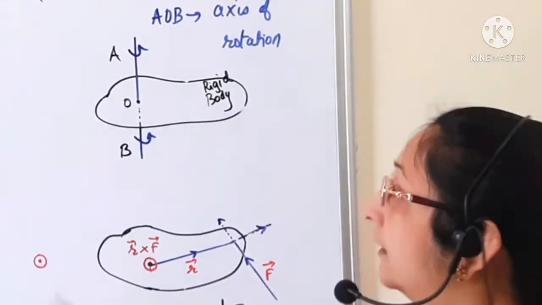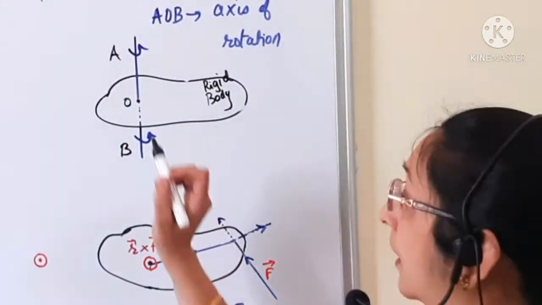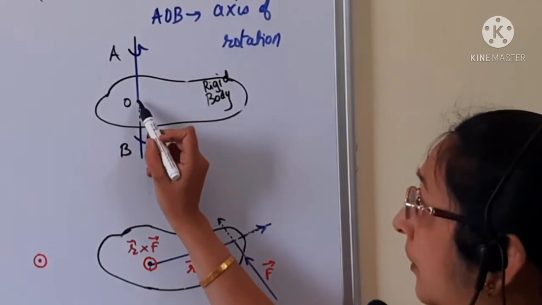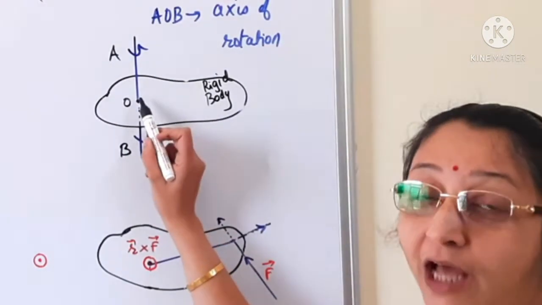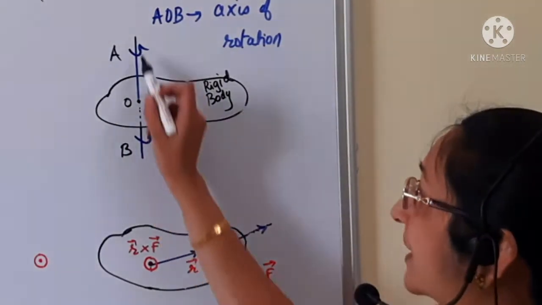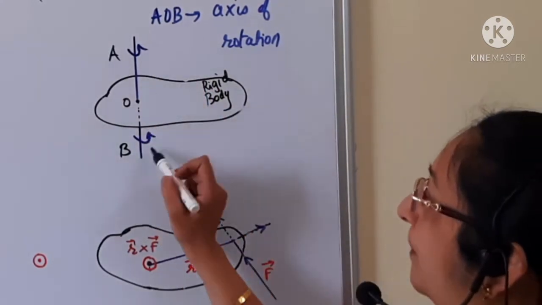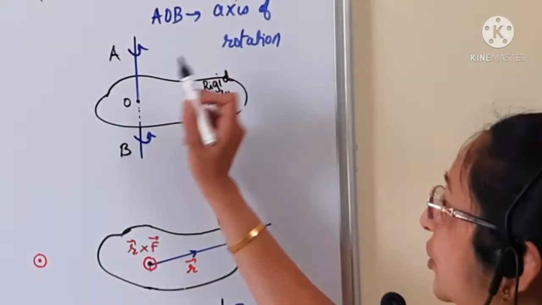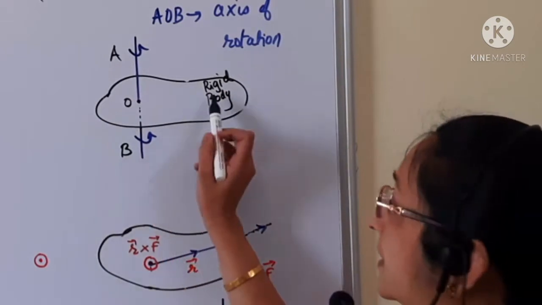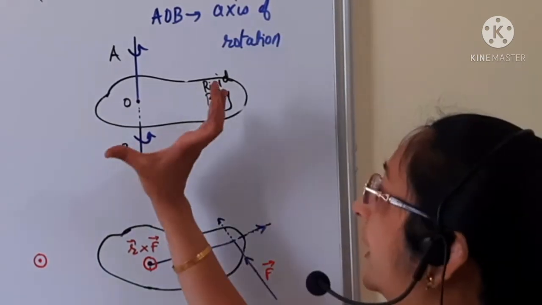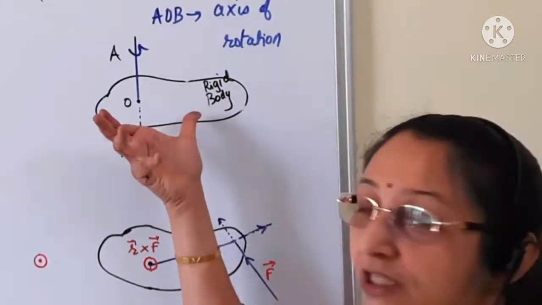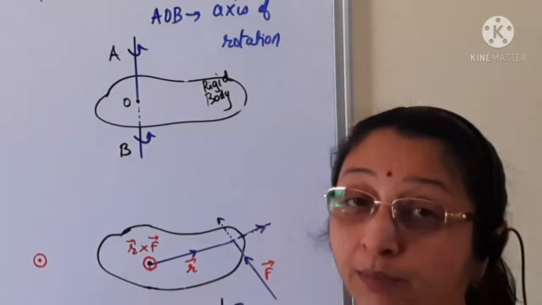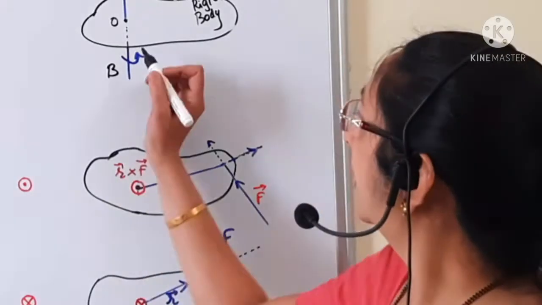We are considering a rigid body here. The O is the point through which the axis of rotation is passing. So this AOB is the axis of rotation. The body, this rigid body, will rotate about this axis of rotation in this way, which is passing through the point O.